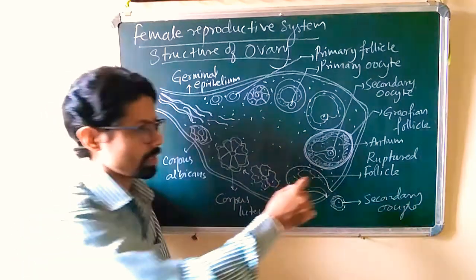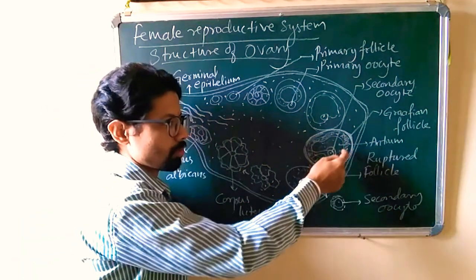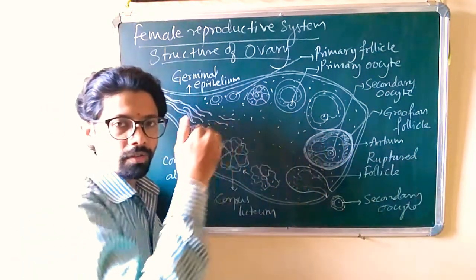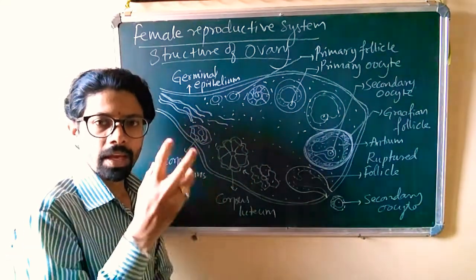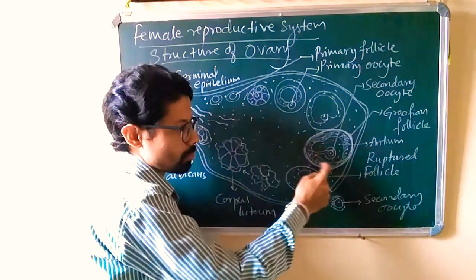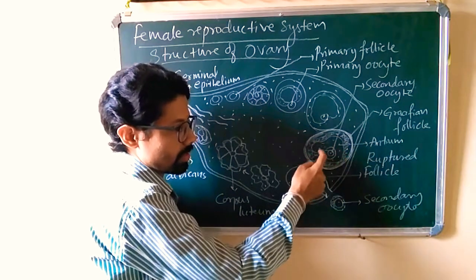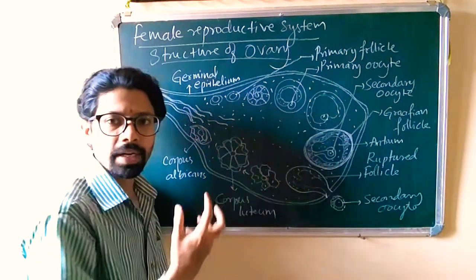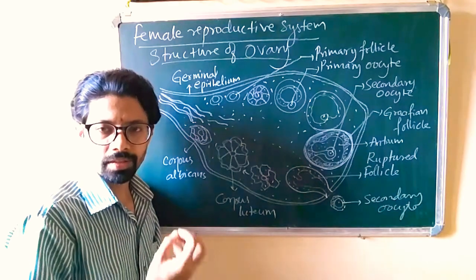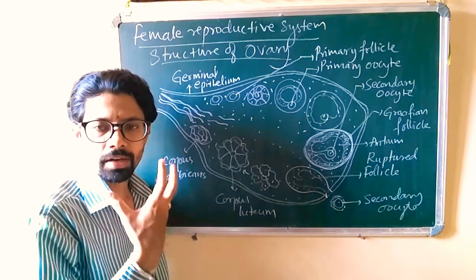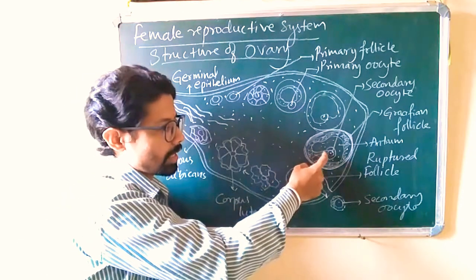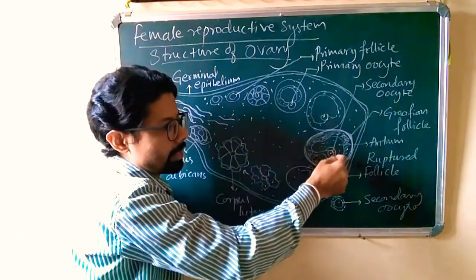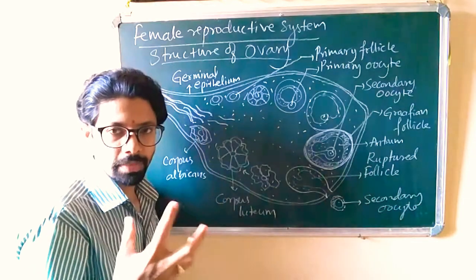Externally, the Graafian follicle is covered with a connective tissue called theca externa. The first layer is theca externa, below that is theca interna, and then there is a bunch of cells, a group of cells. This group of cells is called membrana granulosa. These cells are called granular cells or membrana granulosa cells. These granular cells are connected to the secondary oocyte. You can see this is a secondary oocyte, not a mature ovum.